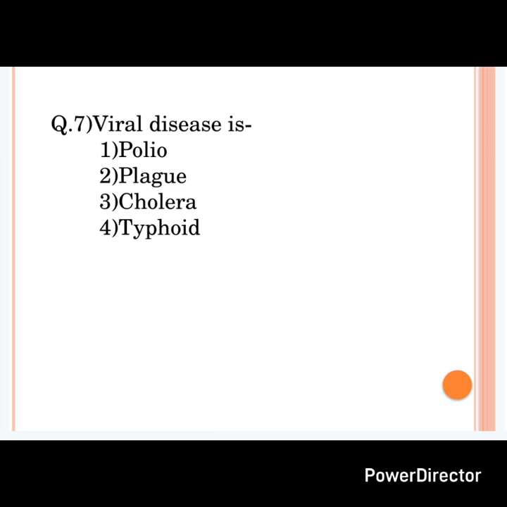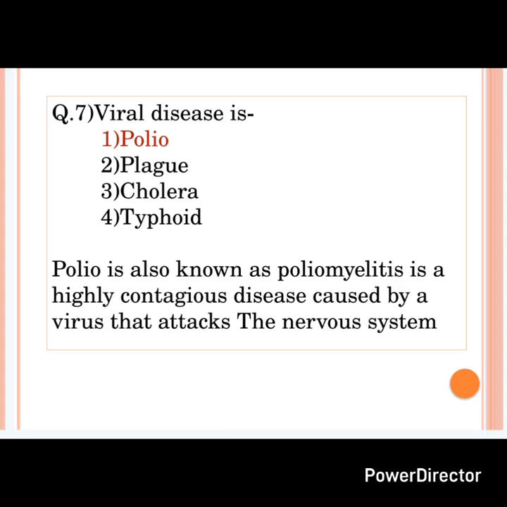The viral disease among the following is. So which is the viral disease? The options are: first one, polio; second one, plague; third one, cholera; fourth one, typhoid. For this, the answer is polio. Yes, polio is also known as poliomyelitis. It is a highly contagious disease caused by a virus that attacks the nervous system. Now, let's see the eighth question.